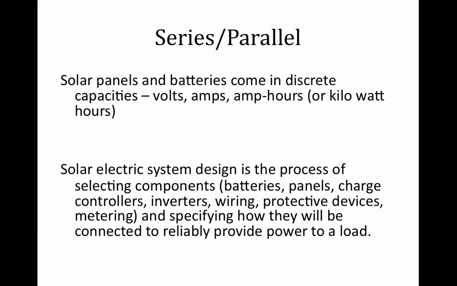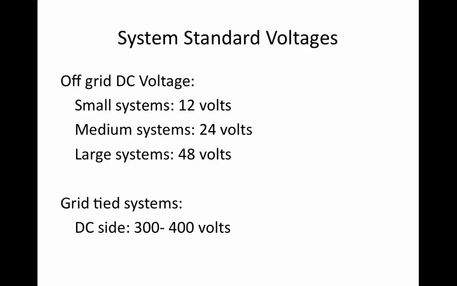So solar electric system design is really the process of selecting components, batteries, panels, charge controllers, inverters, wiring and wire sizes, protective devices, and metering, and specifying how they will be connected to reliably provide a load. And these connections often involve series and parallel, so you need to understand what series and parallel connections are in order to be able to design solar electric systems.